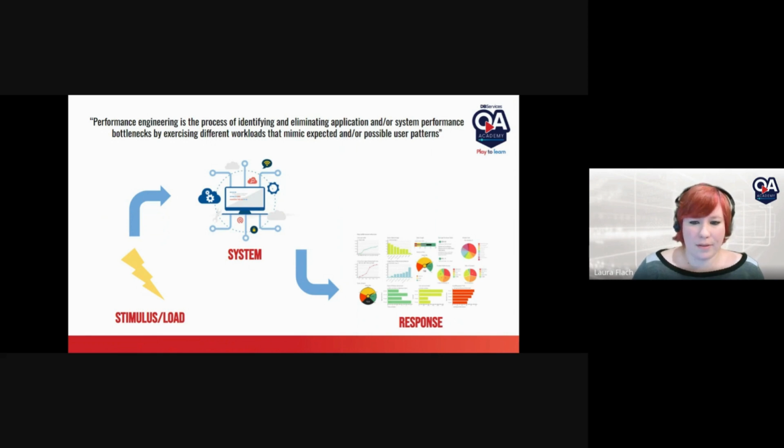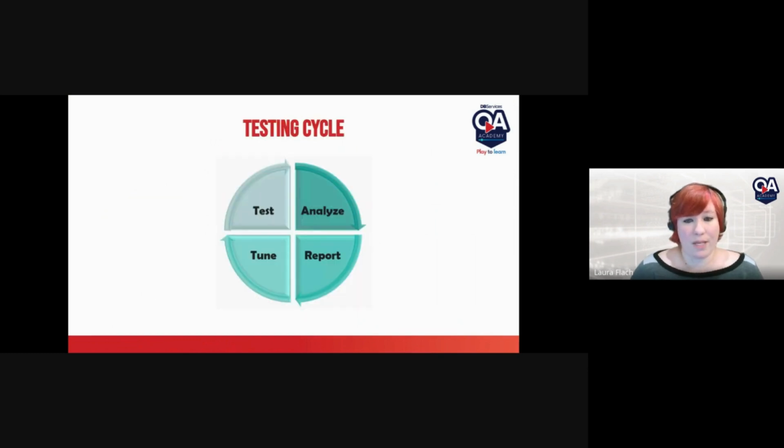First, a stimulus or load is introduced to your system. This load simulates a number of different users doing usual, day-to-day tasks. After these tasks are processed, a response is given in the form of various metrics that can be analyzed to help improve the performance. This process is repeated, generating a cycle.